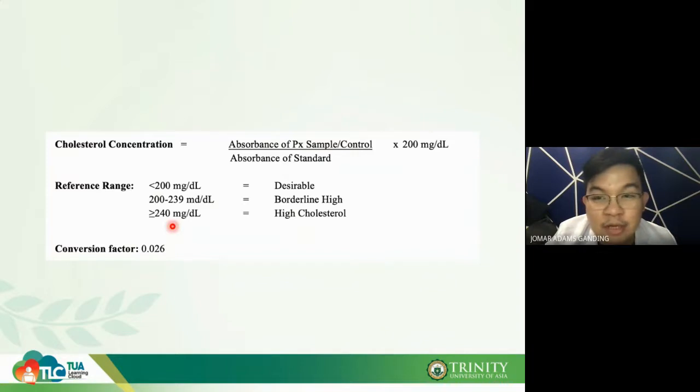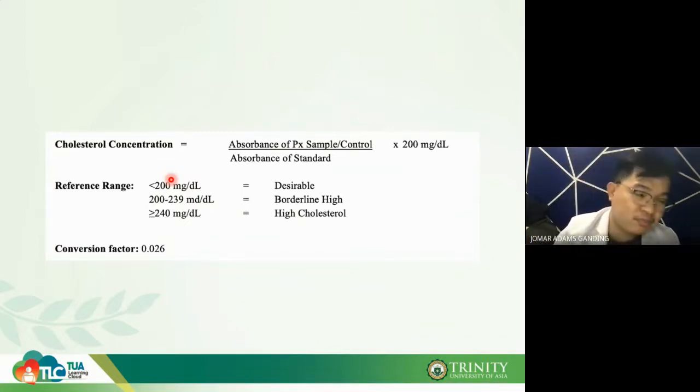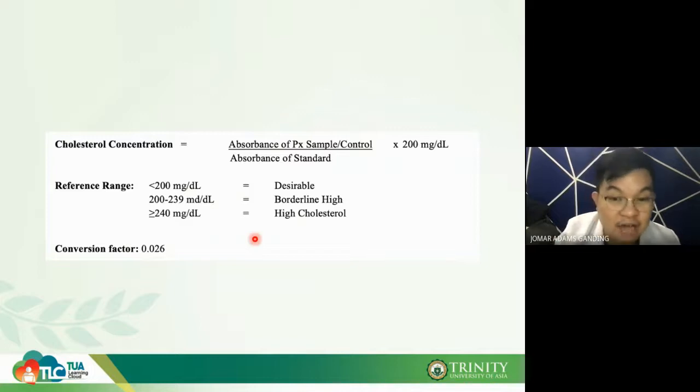For us to be able to convert, milligrams per deciliter, for the information of everyone, is the conventional unit. For us to be able to convert it to your SI unit, we need to multiply it by 0.026 to convert it to millimoles per liter. Again, for your SI, millimoles per liter. So if you multiply 0.026 to 200, this is around 5.10 millimoles per liter, which is actually the answer in your quiz, in your pretest.